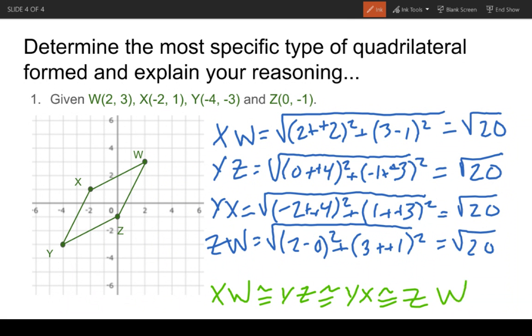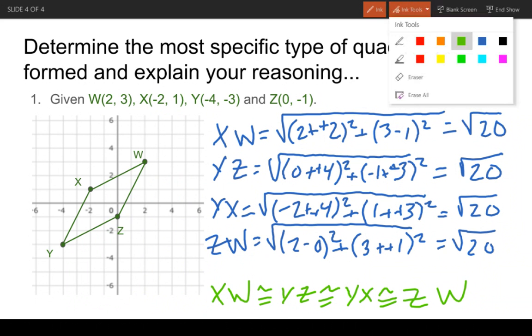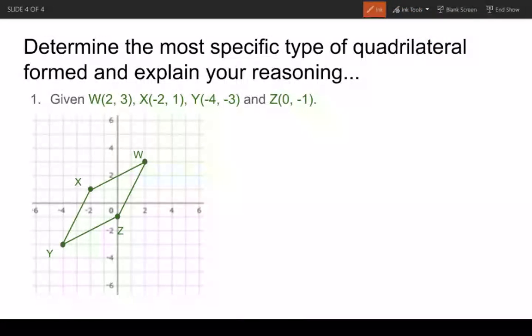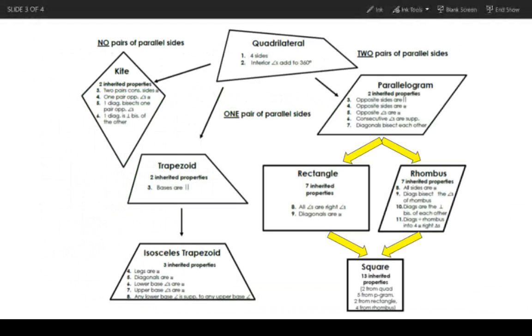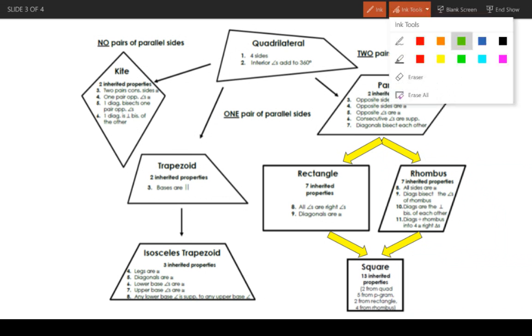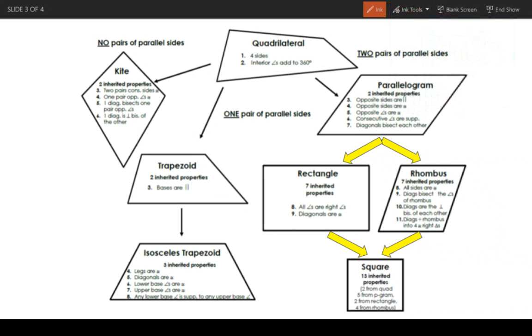So now we want to identify this most specific type of quadrilateral that we were given. So if we go back to our flowchart, we are looking at these three here. Now, if you recall, when we were looking at slope, we had the slopes of 1/2 and 2. Now, in order for us to be given a rectangle here, all angles had to be right angles. So since those slopes were not opposite reciprocals, we cannot be dealing with a rectangle. So now we're looking at rhombus.